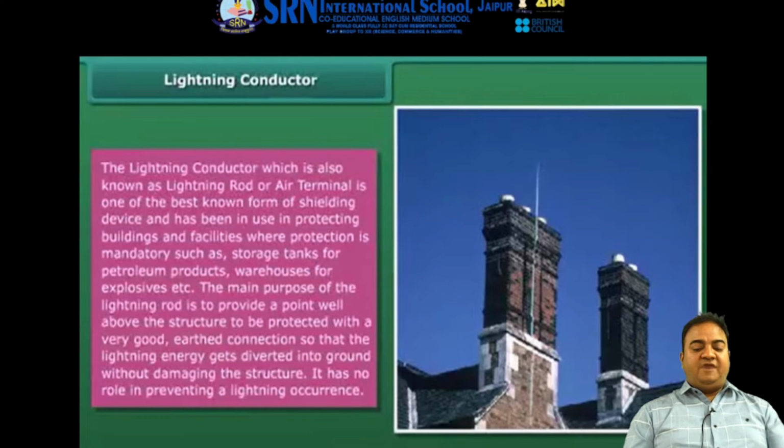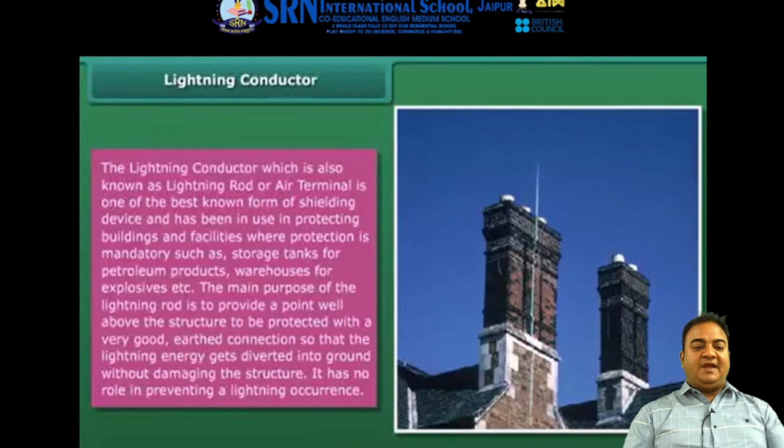Lightning conductor. Have you seen a steel rod at the top of a building? Whenever there is lightning, this steel rod accumulates all the lightning and does not allow the building to be harmed. Let us study in detail about a lightning conductor. The lightning conductor, also known as the lightning rod or air terminal, is one of the best known forms of shielding device and has been used in protecting buildings and facilities where protection is mandatory, such as storage tanks for petroleum products and warehouses for explosives.